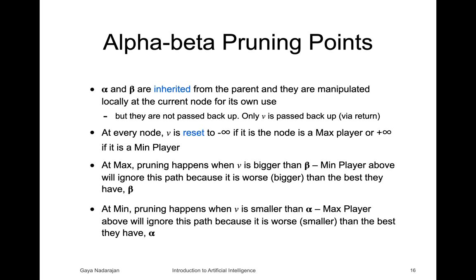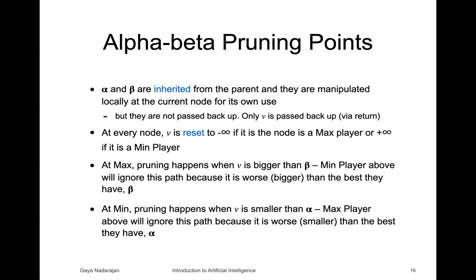And then the next thing to understand is every time you go to a node, the value of V is reset. It's reset to minus infinity if that's a maximizing node, if it's a max player, or it's reset to plus infinity if it's a min player. So these two things are very important. You inherit the alpha and beta, and every time you're at that node, your V value is reset to plus or minus infinity. And then the next thing you need to figure out is pruning.